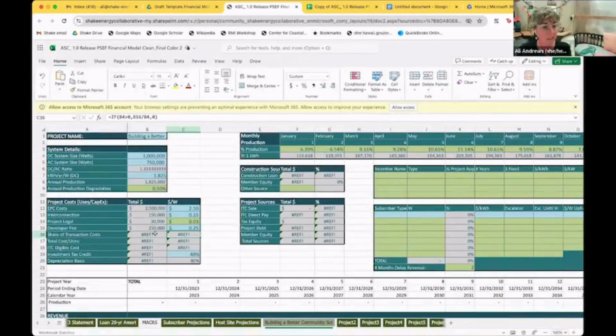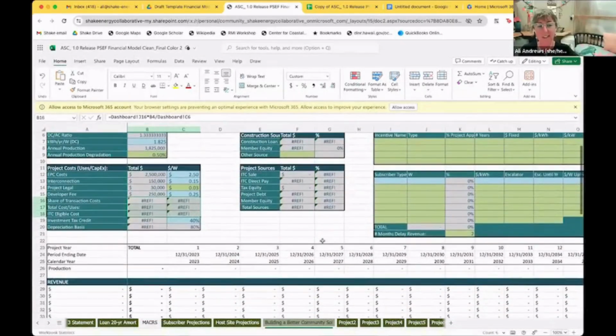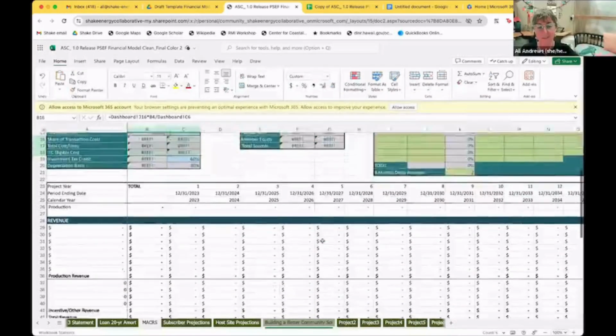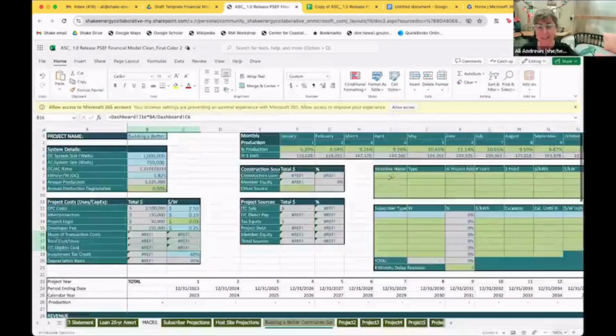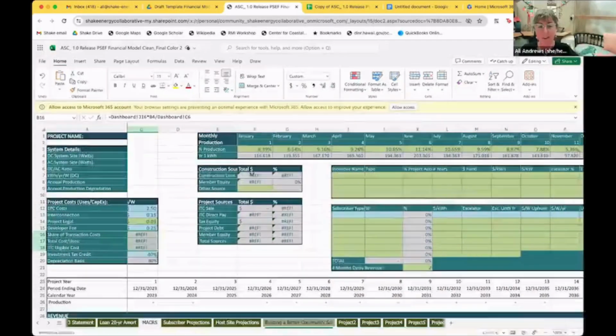Share of transaction costs. These are not going to populate well because we haven't filled in that information into the dashboard. But we will just go ahead and ignore that for now. Sorry, everybody, that we didn't quite have time to fill out the rest. But what would have happened if we had continued is we would fill out more information about where we're getting our construction loan from, how much money is coming from member equity, and maybe other sources if you have a grant to support your work.